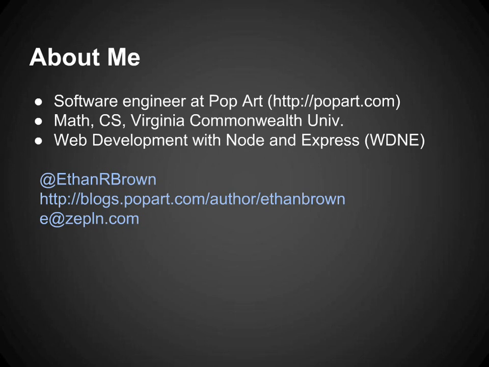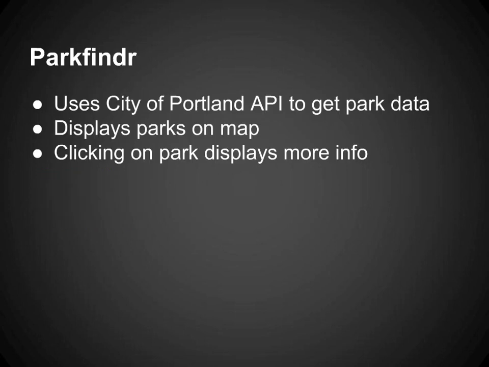All right, so the sample application we're going to be building today, I call Parkfindr. I'm kind of capitalizing on that trend of removing vowels from the end of a word. This was inspired by the fact that the city of Portland, where I live, has just made a lot of public data available through a REST API. It dovetailed nicely with the Google Maps integration, because we can get information about public parks in Portland and display them on a map. So that works out really well.